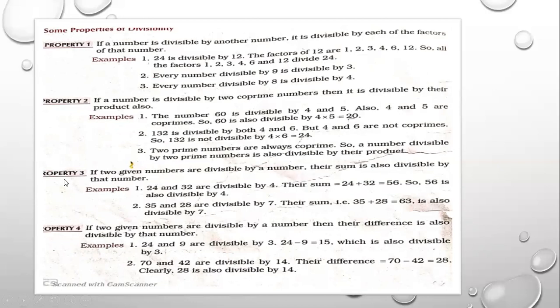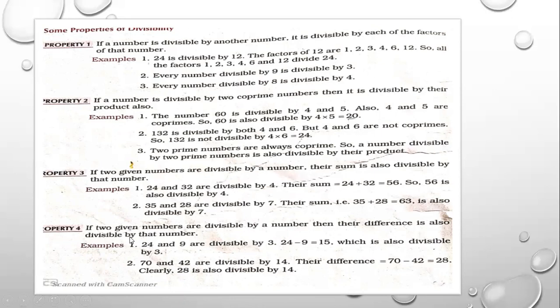Next property is, if two given numbers are divisible by a number, their sum is also divisible by that number. So here the numbers are 24 and 32. They are divisible by 4. So their sum, 24 plus 32, is 56. So 56 is also divisible by 4.